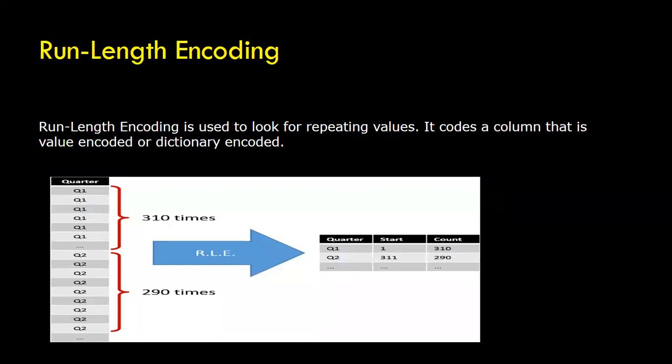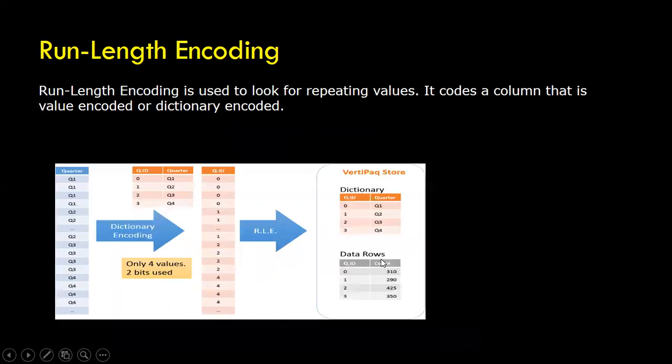The next one is run length encoding. It is used to look for repeating values. The classic example is a quarter. You have a column called quarter with Q1, Q2, Q3 values. If you see Q1, it appears 310 times and Q2 appears 290 times. So what happens is it builds a dictionary.